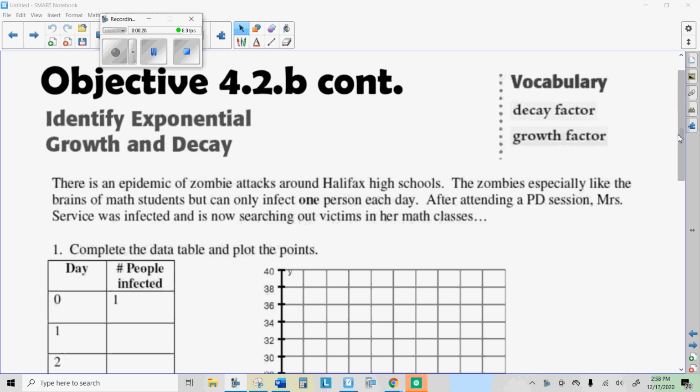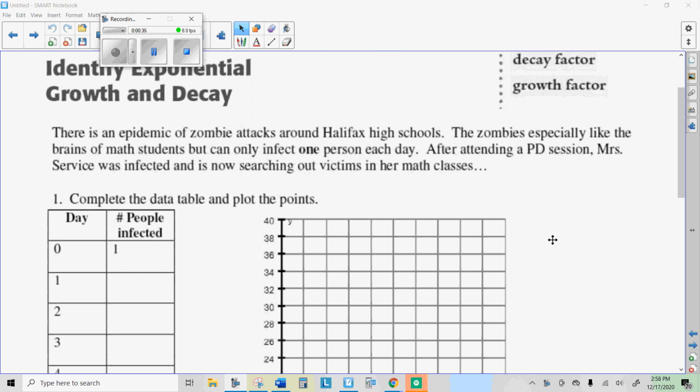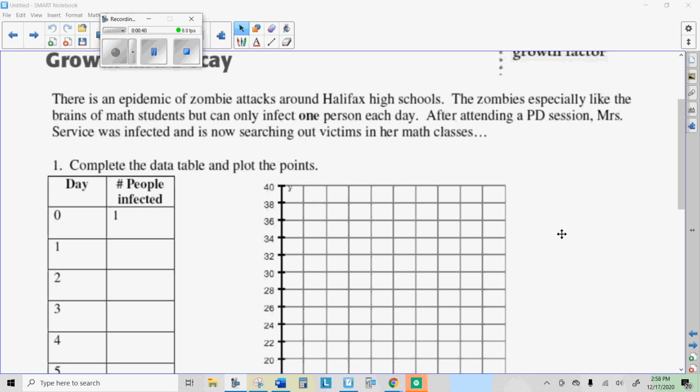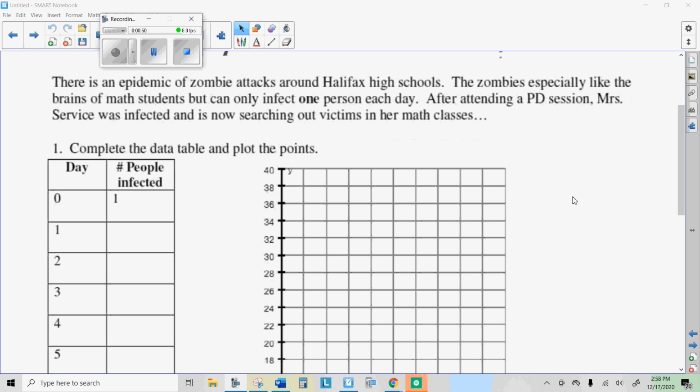Okay, we're going to do a little zombie math right now. There is an epidemic of zombie attacks around Halifax high schools. The zombies especially like the brains of math students, but can only infect one person each day. After attending a professional development session, Mrs. Service was infected and is now searching out victims in her math class. So she can infect one person per day. And remember, each person who's infected can infect one person.